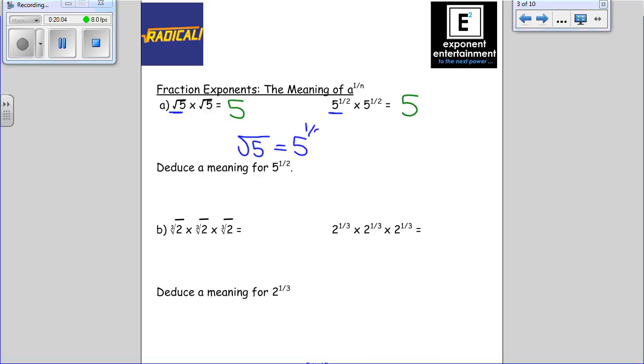So we're going to do this again, but now a little bit bigger one. We're going to say the cube root of 2 and 2 to the power of 1 over 3. If you put the cube root of 2 times the cube root of 2 times the cube root of 2 in your calculator, you should get 2. If you put 2 to the power of 1 third times 2 to the power of 1 third times 2 to the power of 1 third in your calculator, you should also get 2. So what do you think we can conclude from that? They're the same. The cube root of 2 equals 2 to the power of 1 over 3.